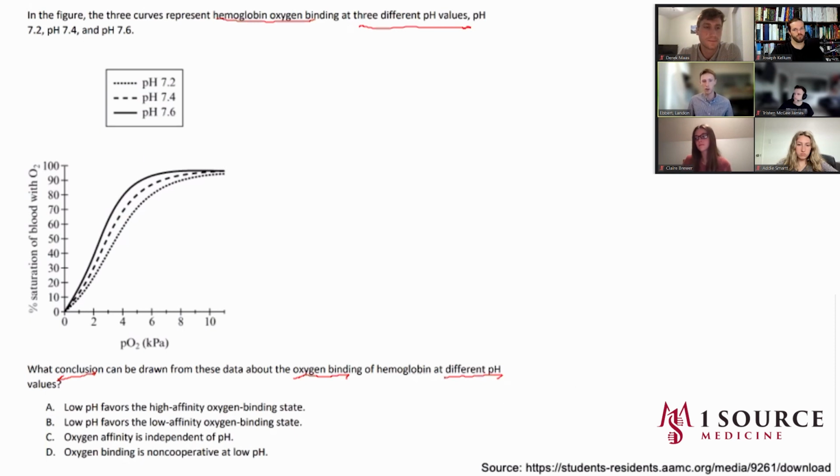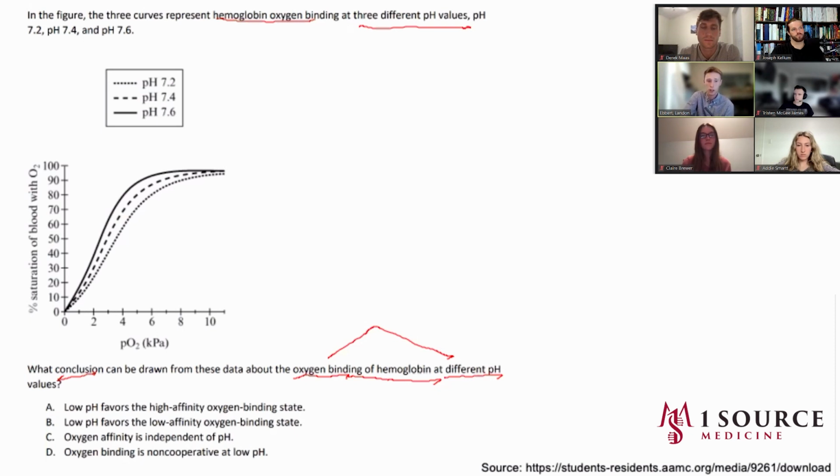And so I'd like you all to think, the first question we want to ask is, what is the question really asking? How can we rephrase it? When I look at that, I think, okay, what conclusion can be drawn about these two things, oxygen binding and different pH values? So if I were to rephrase this question stem, I would say, how does pH affect oxygen binding of hemoglobin? And with that in mind, we can look at the graph and try to deduce, what answers can we predict? What is the relationship we do see between oxygen binding and different pH values?